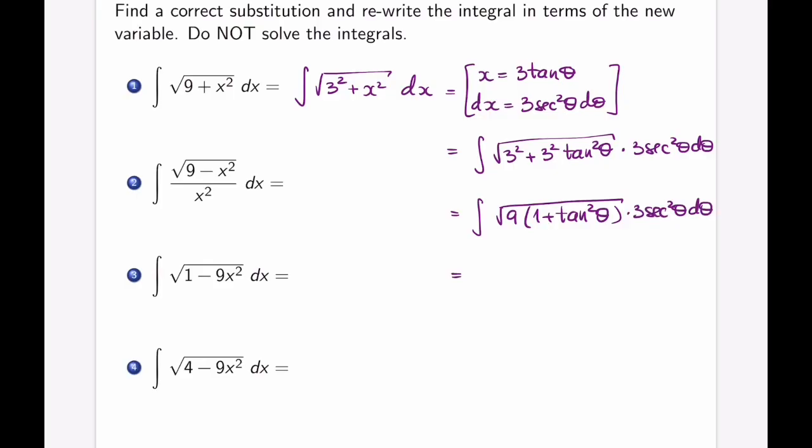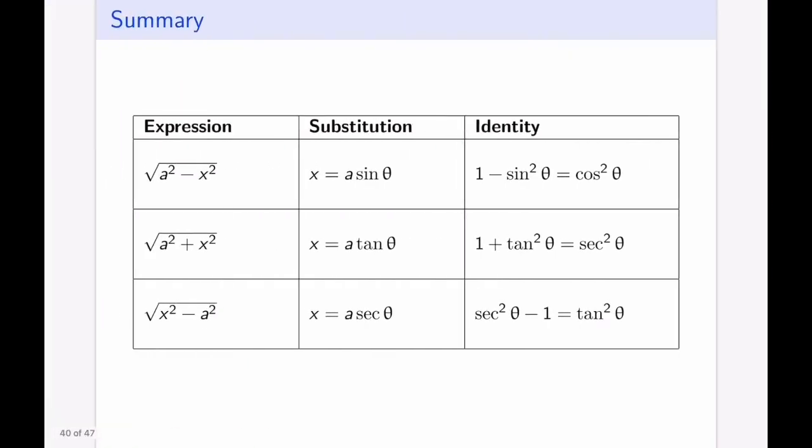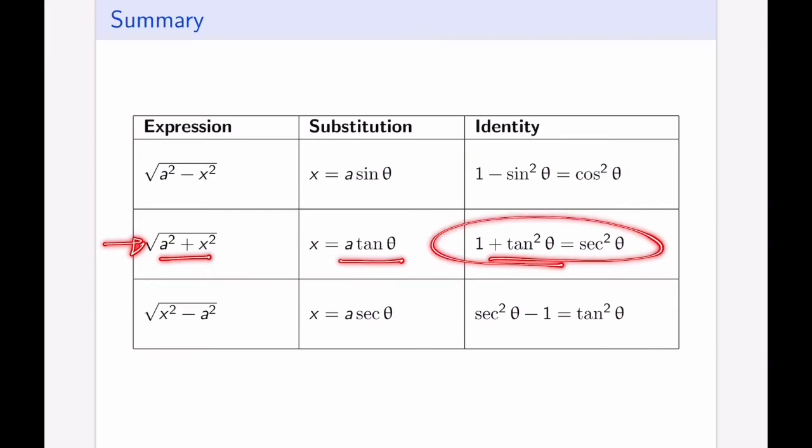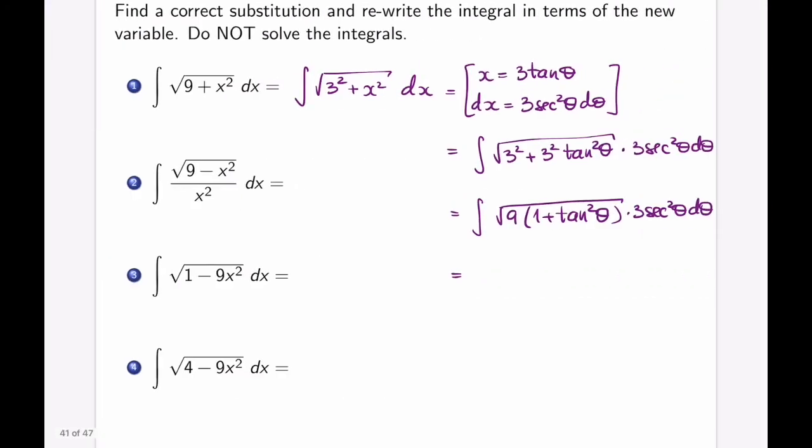Well, first of all, I can of course now split this square root over the times, or I can actually just first of all transform this 1 plus tan squared theta into something else using the corresponding trigonometric identity. This is once again where this table is going to be useful. This is the line that I used. This was the expression in my integral. This was the substitution I performed. This is the identity that's going to prove to be useful. And this says that 1 plus tan squared theta is equal to secant squared theta. 1 plus tan squared theta is exactly what I have. So this right here is going to equal secant squared theta.